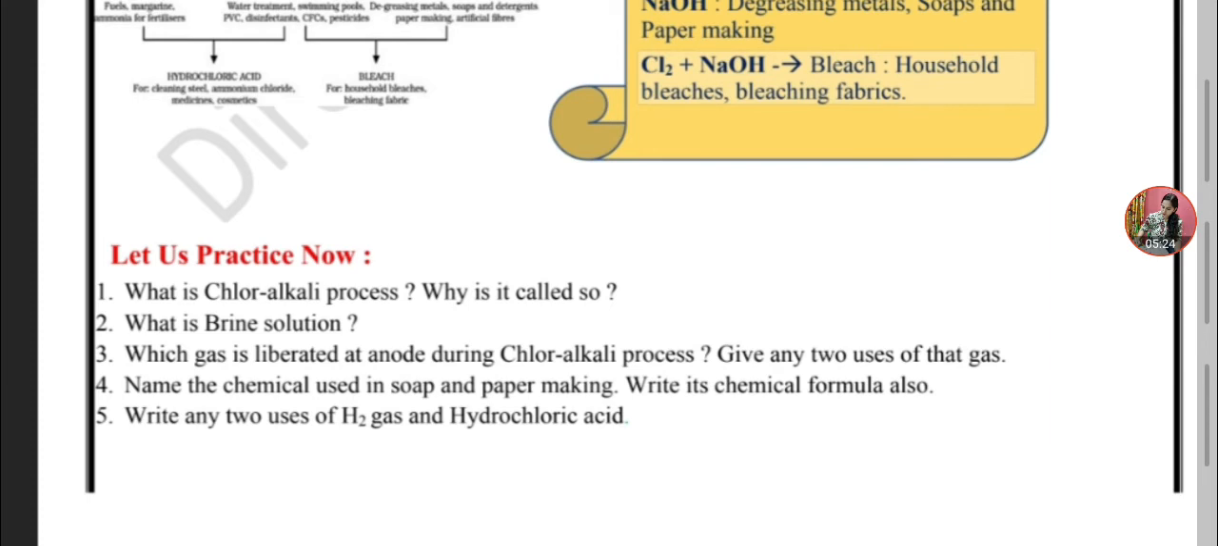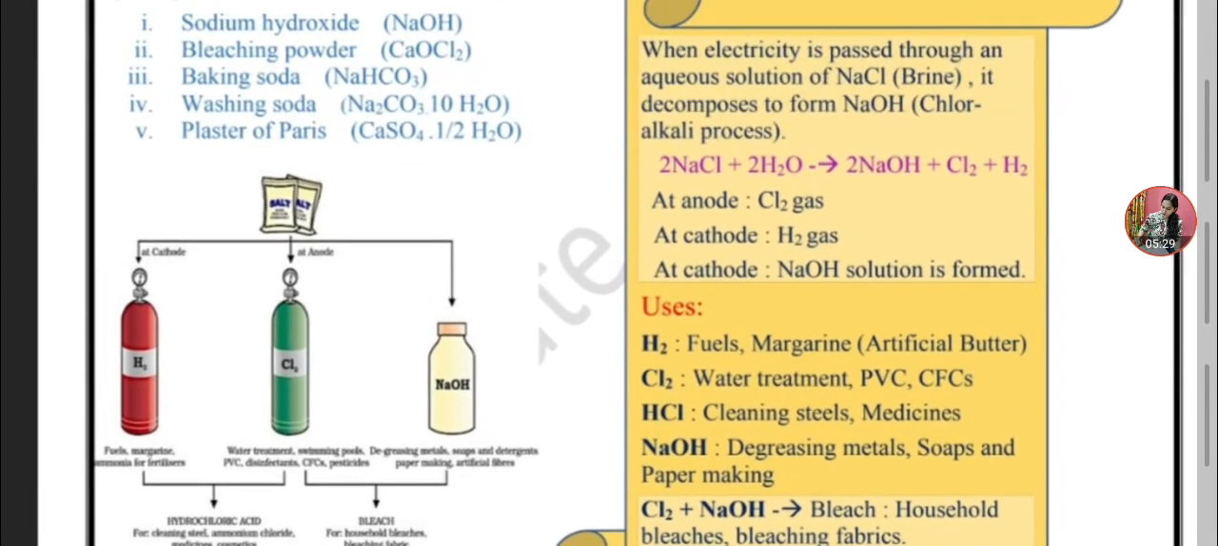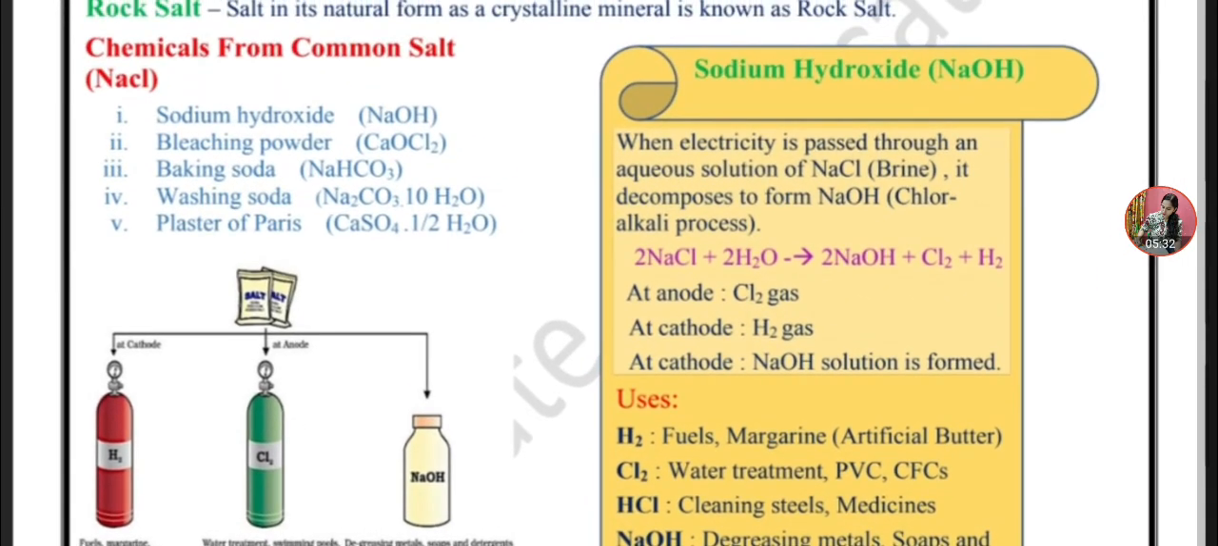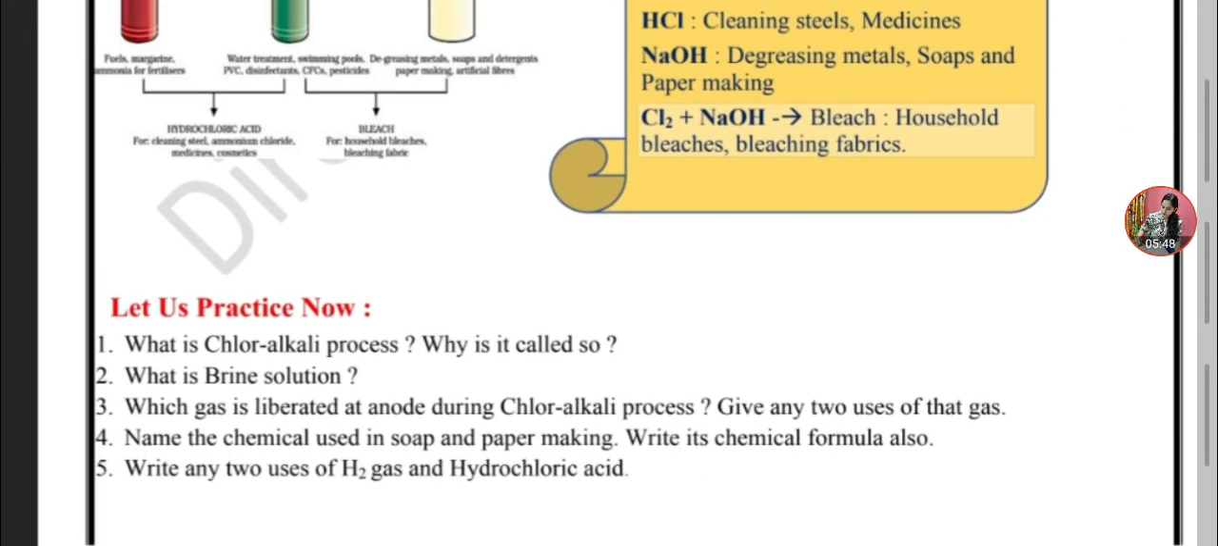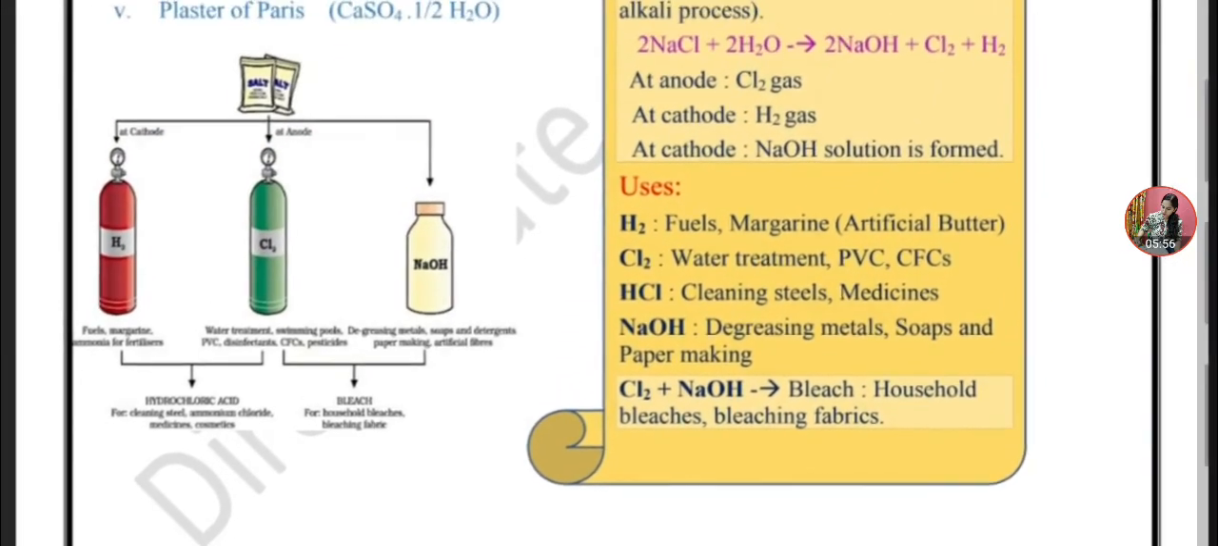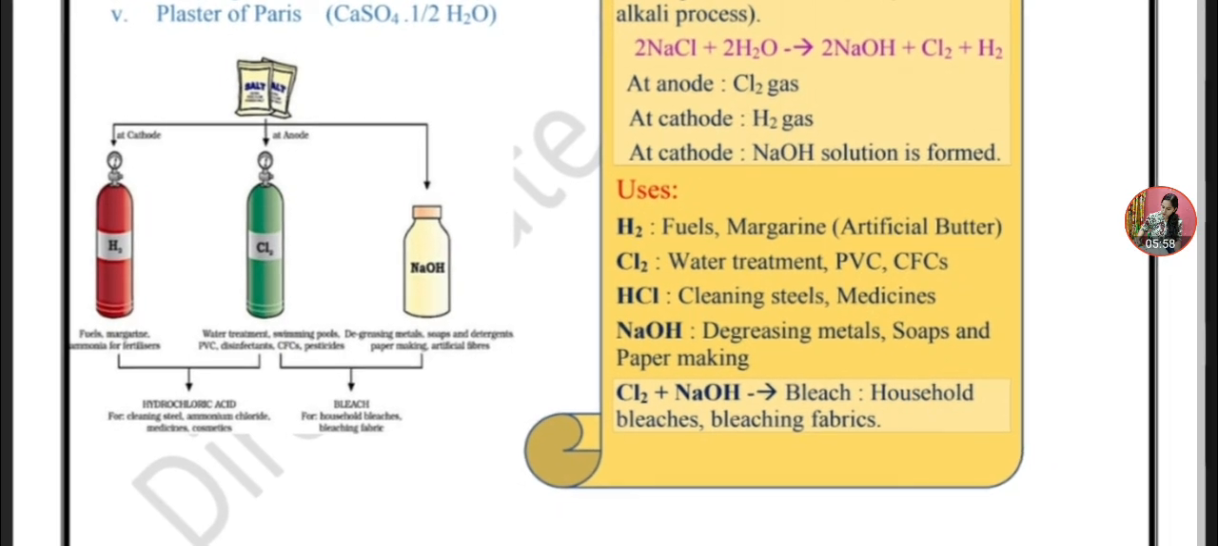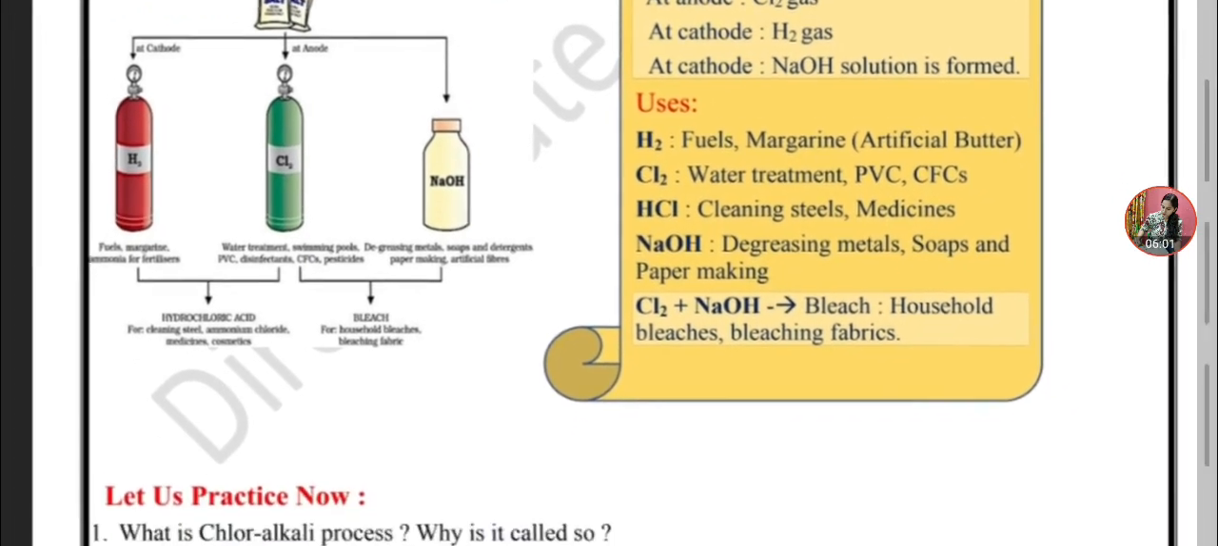First one is, what is the chlor-alkali process and why is it called so? I think you can write the answer very easily, given here in the yellow box. When electricity is passed through the aqueous solution of brine, it decomposes to form NaOH. And why is it called so? Because it gives NaOH and chlorine gas. Second, what is brine? Aqueous solution of sodium chloride. Got it? Third, which gas is liberated at the anode? Here, chlorine gas is liberated at the anode, and give its uses. Uses are also given here.